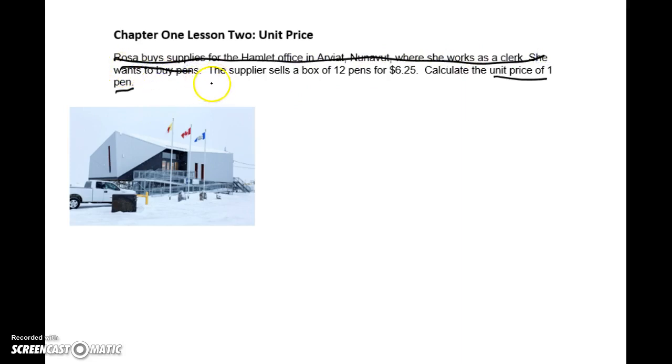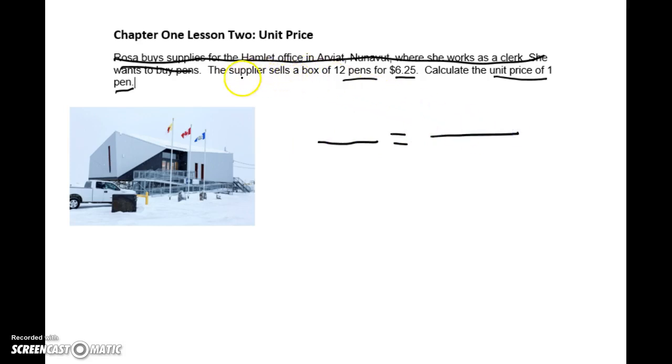Alright, next sentence. The supplier sells a box of 12 pens for $6.25. And what we're doing is calculating the unit price. When we're looking at the unit price and comparing products, here we're comparing the number of pens to the number of dollars that it costs. If you notice that keyword is comparing, and if you remember from last video, I really emphasized that comparing means a rate or proportional reasoning. So once again, we're going to be setting up two fractions that are equal to one another, and we're going to fill in what we know.